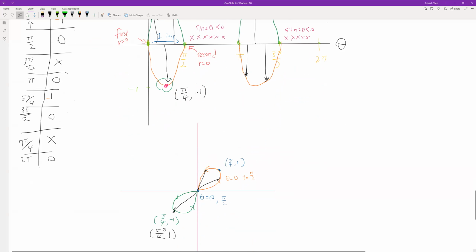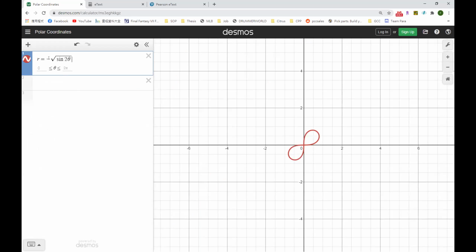And let me show you on Desmos, where we can get a nicer look at these graphs. So this one is negative radical sine 2 theta, but if I take away the negative, I still get the same thing, right? It's just that the starting point and the way that you complete the graph is a little different. Let me go back to our OneNote here, and I'll show you.